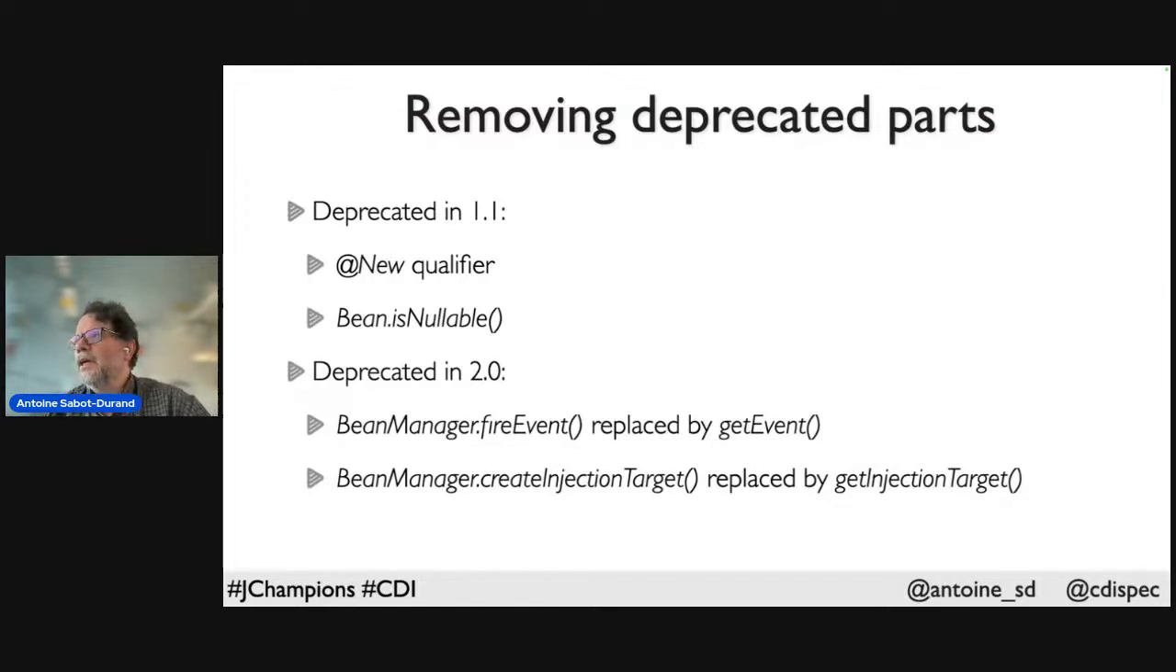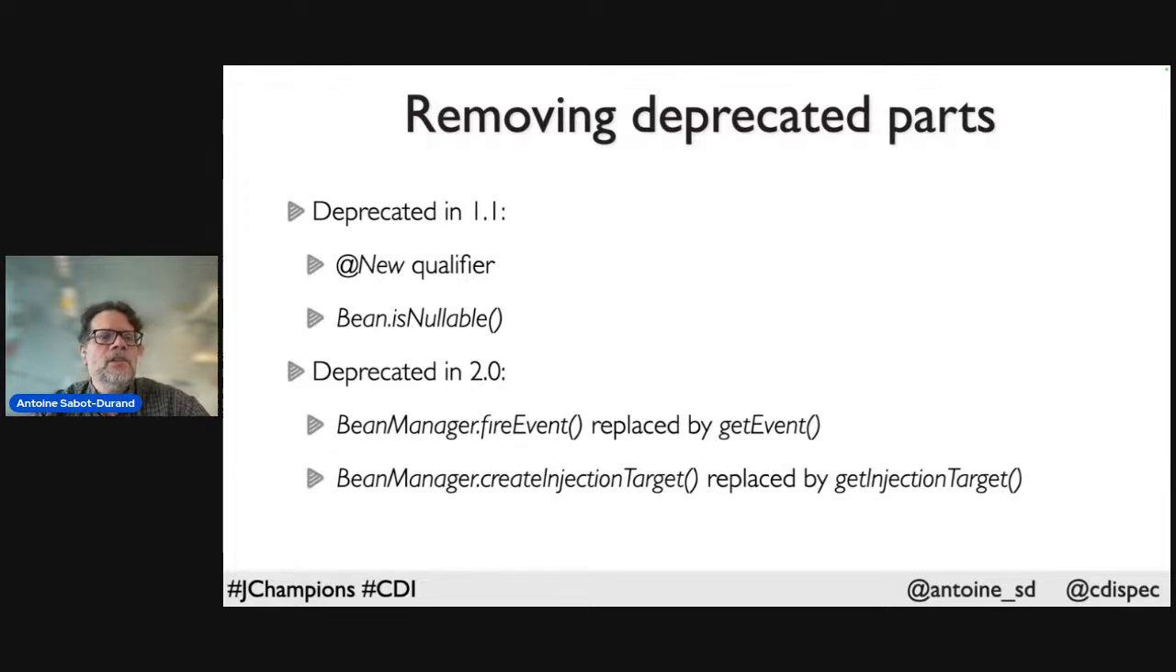So we removed the @New qualifier that was used by nobody. And the isNew label was also removed because there was another way to do that, and we didn't want to provide a way to have a new instance of a bean. Other features deprecated in 2.0 were about some features in the BeanManager mostly.